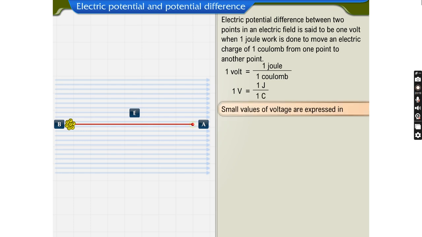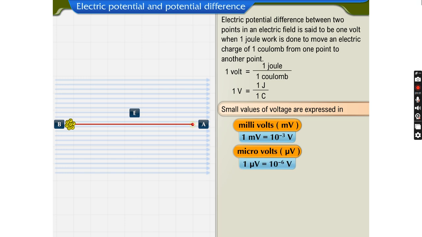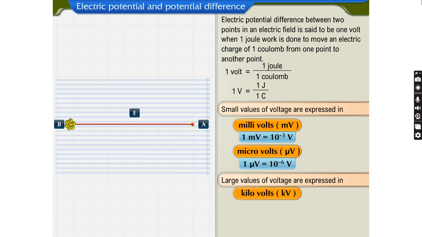Small values of voltages are expressed in millivolts and microvolts. 1 millivolt is equal to 10 to the power minus 3 volts. 1 microvolt is equal to 10 to the power minus 6 volts. While large values of voltages are expressed in kilovolts and megavolts. 1 kilovolt is equal to 10 to the power 3 volts. 1 megavolt is equal to 10 to the power 6 volts.